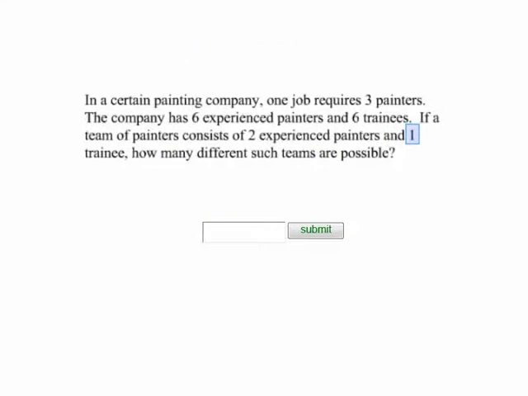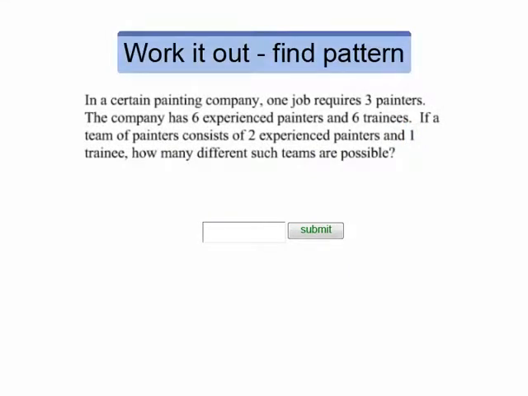This is a problem that when you first read it, it looks a bit daunting. Here you've got a job that requires 3 painters. They have 6 experienced painters and 6 trainees. A team consists of 2 experienced and 1 trainee. How many different such teams are possible?